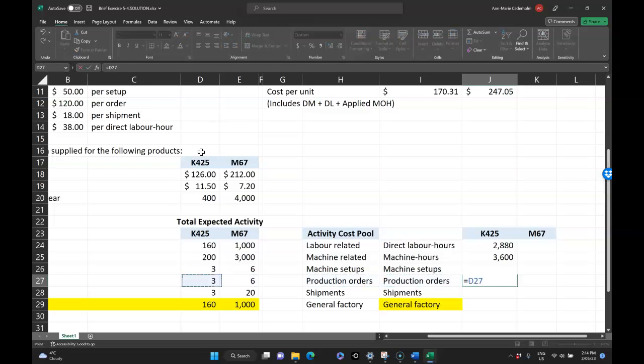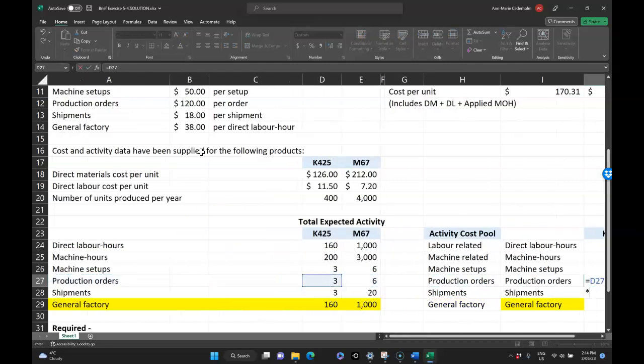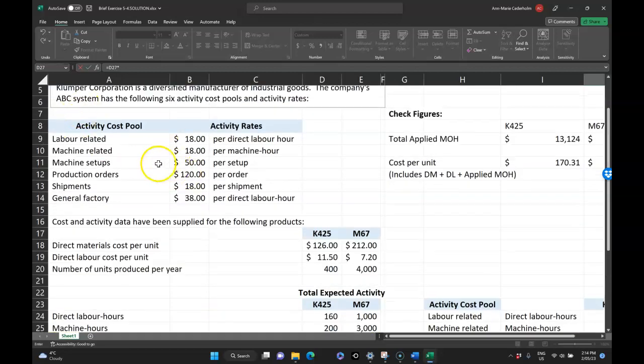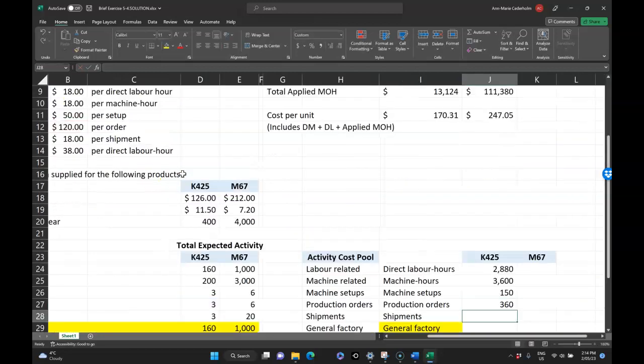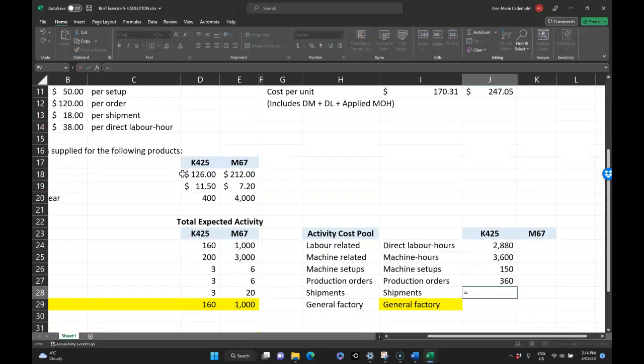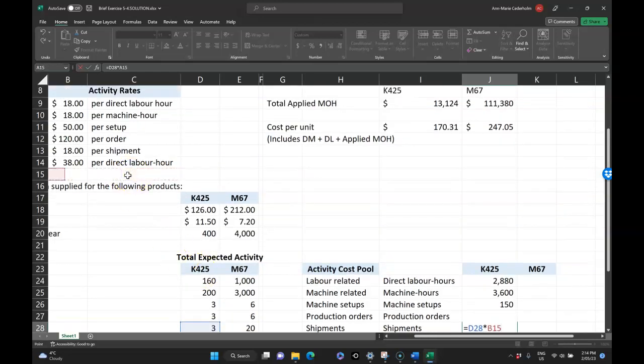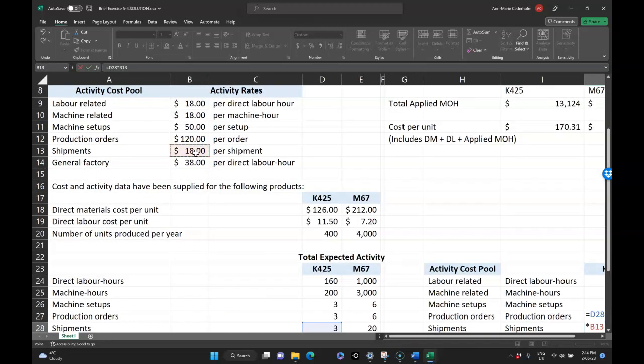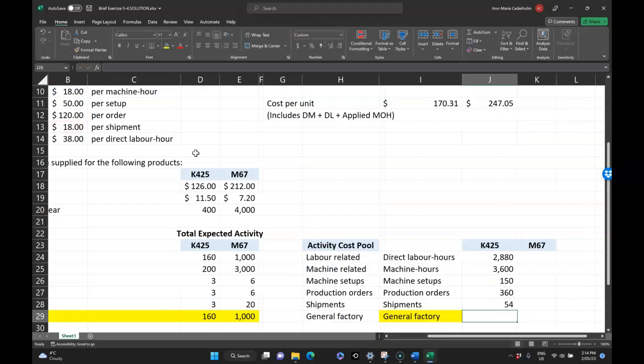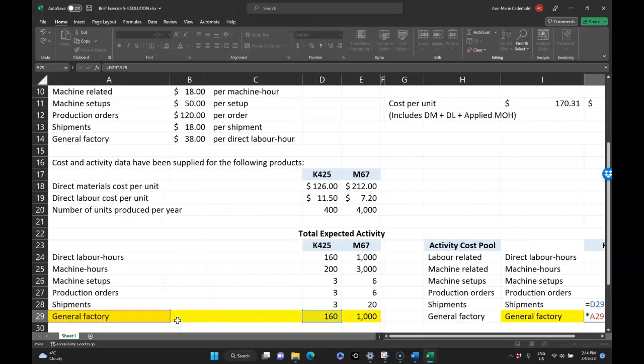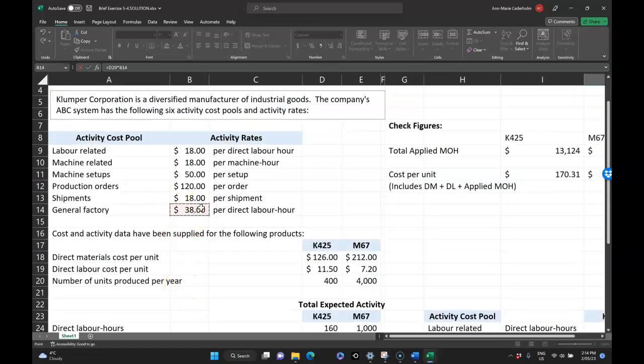Production orders, there's also 3. And then I'll multiply that by my orders, which is 120 per order. My shipments are also 3. And then I'm going to multiply that by my $18. And my general factory is based off of direct labor hours, so 160 labor hours, but I'm using a different predetermined overhead rate for it. I'm using 38.